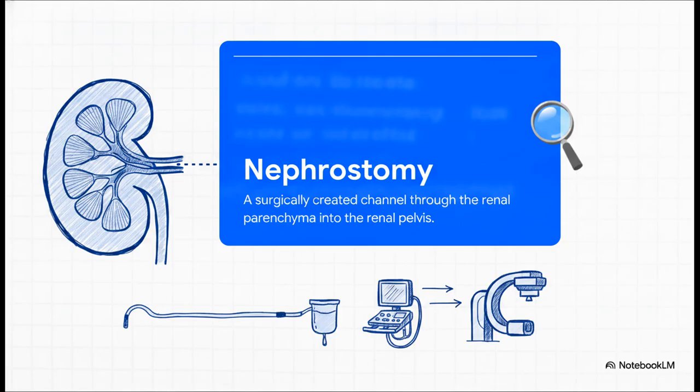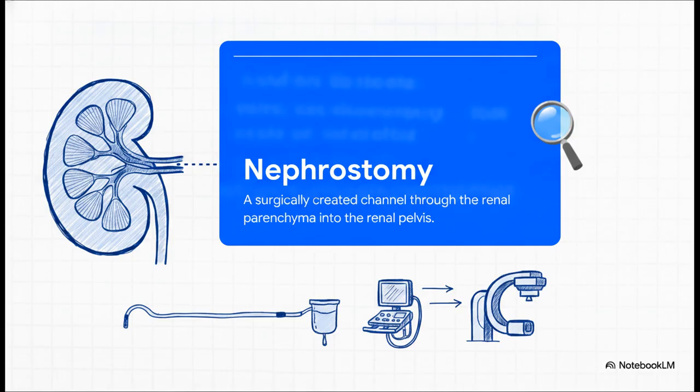Let's start this section with a foundational definition. A nephrostomy is a surgically created channel through the renal parenchyma and into the renal pelvis. Now, why do we actually need this? Well, this vital procedure provides access for things like urinary diversion, catheter insertion, or gaining access to the upper urinary tract to dilate a stricture or remove a calculus. So a percutaneous nephrostomy specifically means we're inserting a catheter through this channel under the guidance of fluorography or ultrasonography.